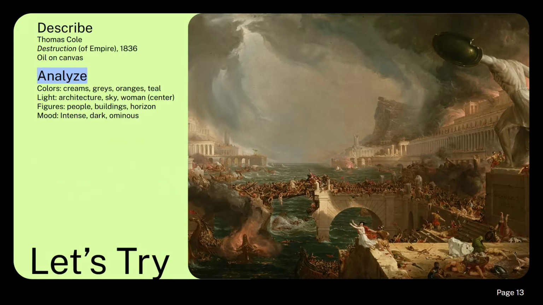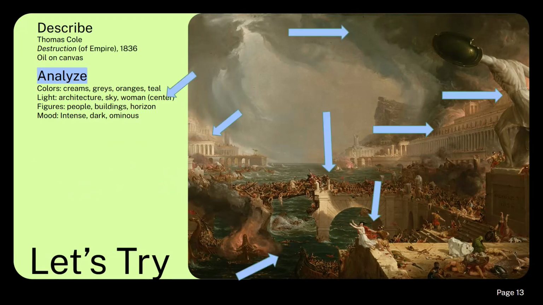Now I analyze. Let's look for colors: creams, grays, oranges, teals. Let's look at light. All right, the light, that's where the brighter parts are of this piece. I see architecture on the left, a little bit on the right. I see the light concentrated right in the middle where there's a bunch of people, it appears. Do you notice this one right here where there's a woman who looks like she's maybe being pushed or something? You can see her movement right here.